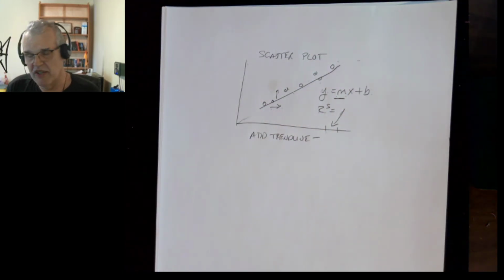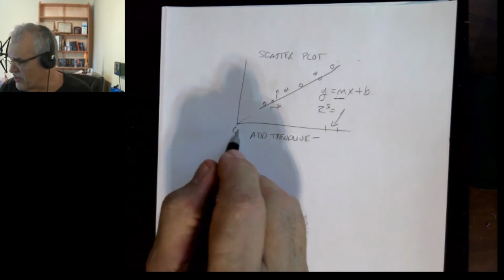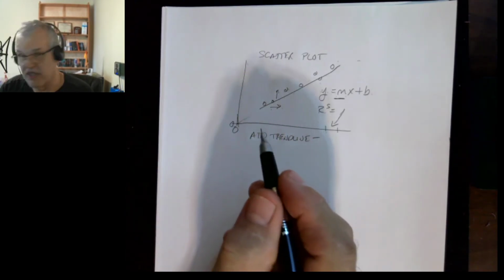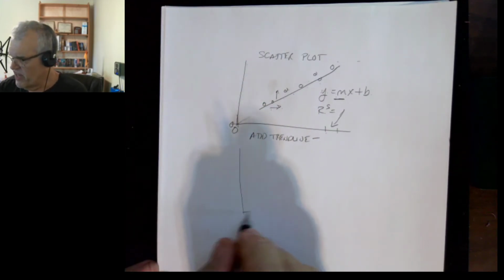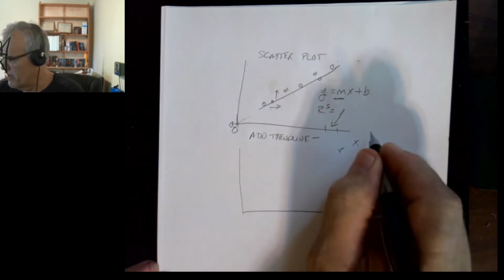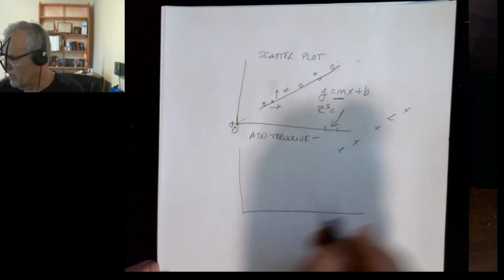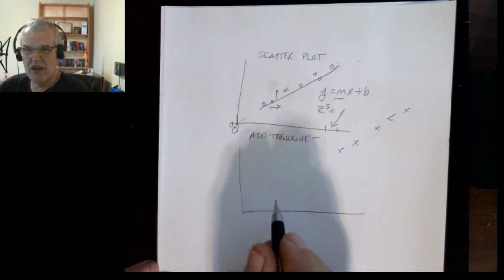Now, there's a couple things. One of the things is that Excel always puts this as 0. Always has the 0, 0 down here. So if you plot your data out, and your data is like way up here, you don't want a graph that looks like that.